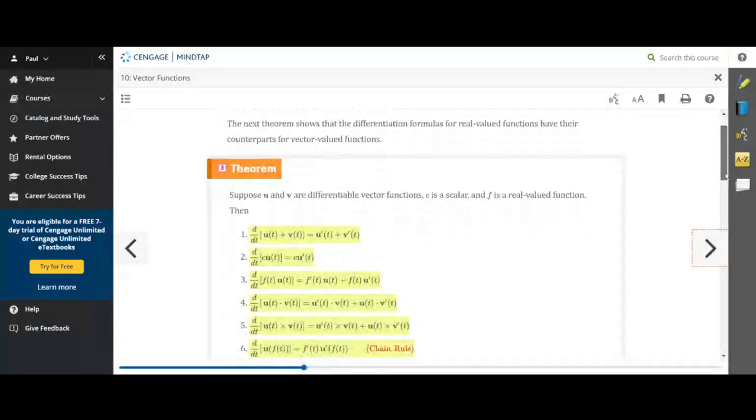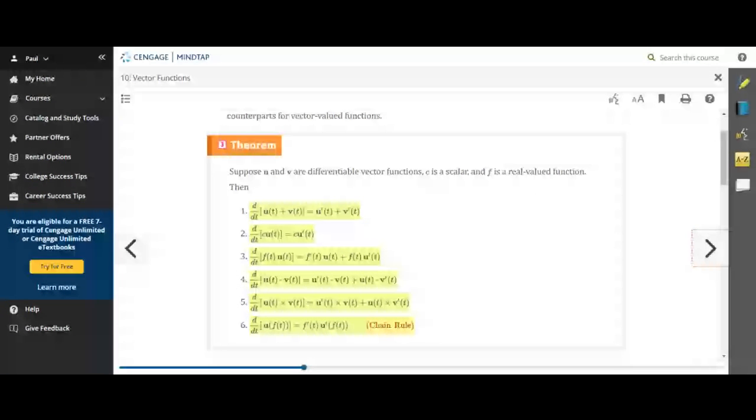So there are rules for finding derivatives of vectors, and they're usually common sense, really. If you take the derivative of a sum of two vectors, that's the sum of the derivatives. That's the first rule. If you take the derivative of a constant times a vector, you can factor the constant out. That's the second rule.